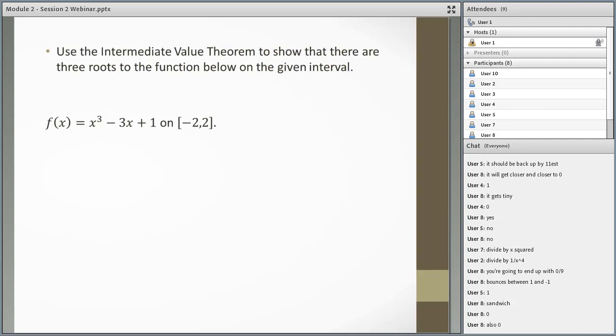So I want us to use the intermediate value theorem to show that there are three roots to the function below on the given interval. So we have f of x equals x to the third minus 3x plus 1. And our interval is between negative 2 and 2. So we could graph this.